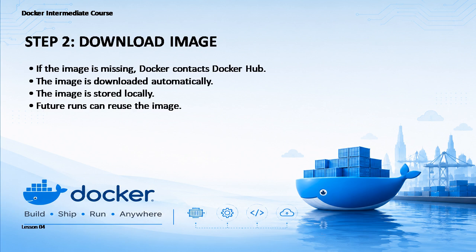Step 2. Download image. If the image is missing, Docker contacts Docker Hub. The image is downloaded automatically. The image is stored locally. Future runs can reuse the image.